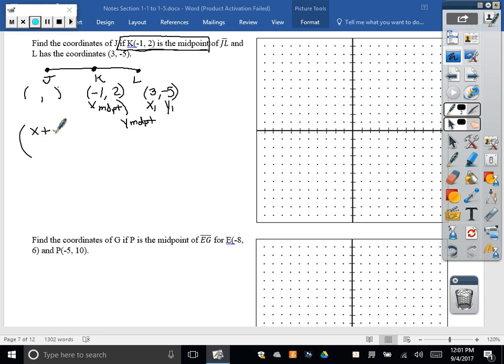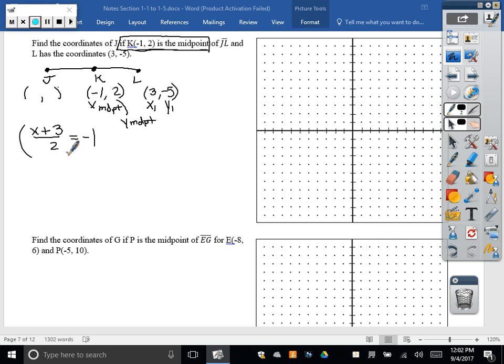plus X sub 1, which in this case would be 3. So that's where I'm getting that from. Over 2, whatever that is, that has to equal my X midpoint. So I'm going to put down here -1. Okay? Now let's just talk real quickly about how to go ahead and solve this type of problem. I've been seeing a lot of you do a lot of good algebra work where you know that you're dividing this expression, X plus 3 divided by 2, to undo the division you can multiply.